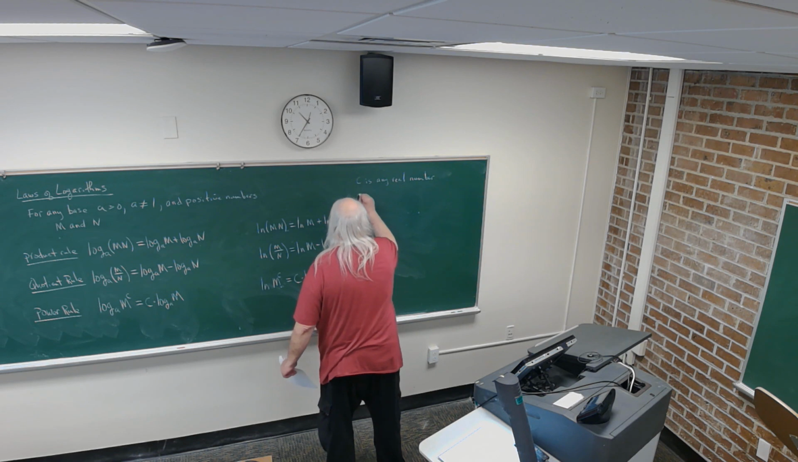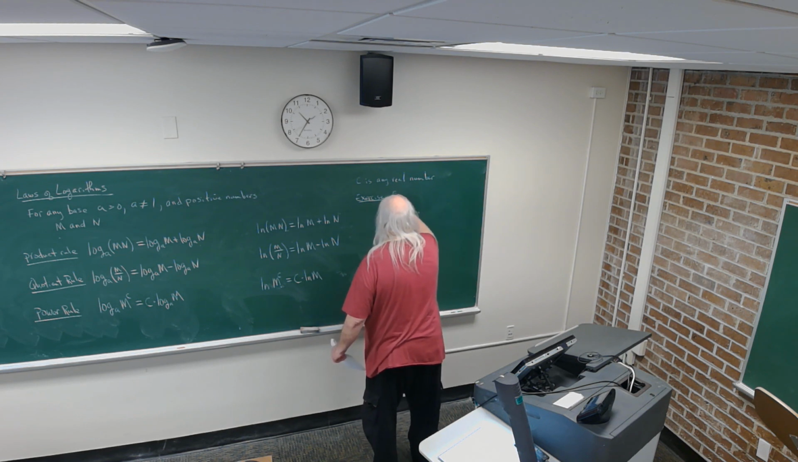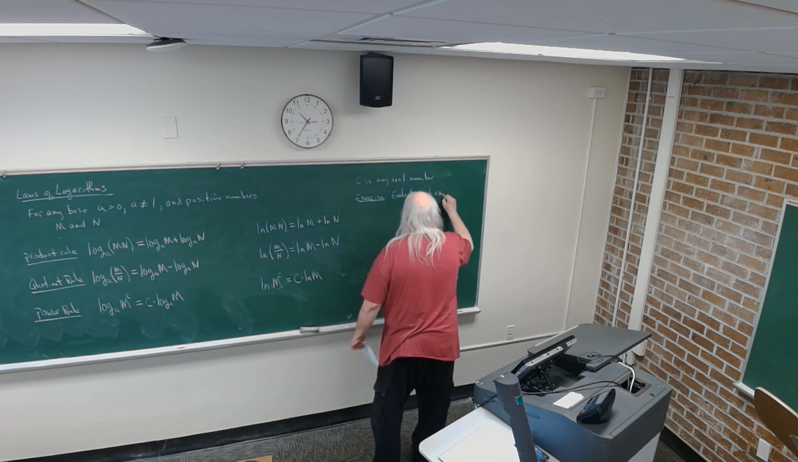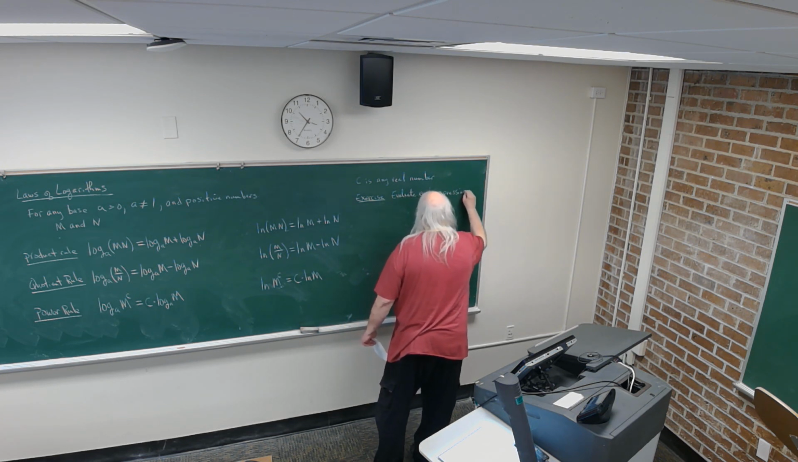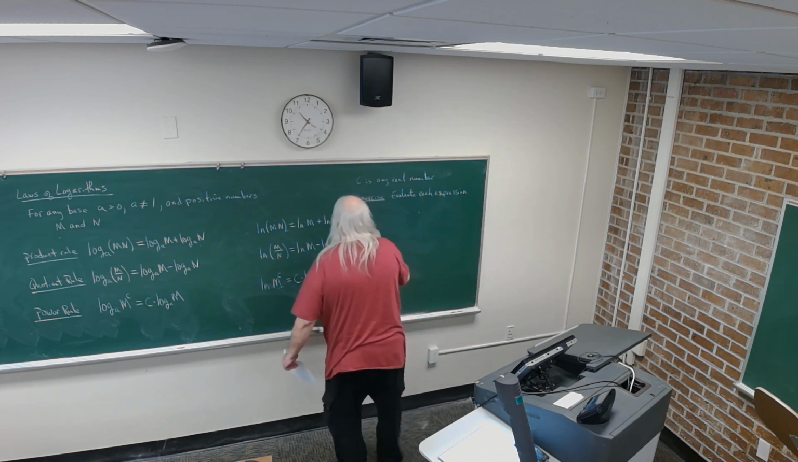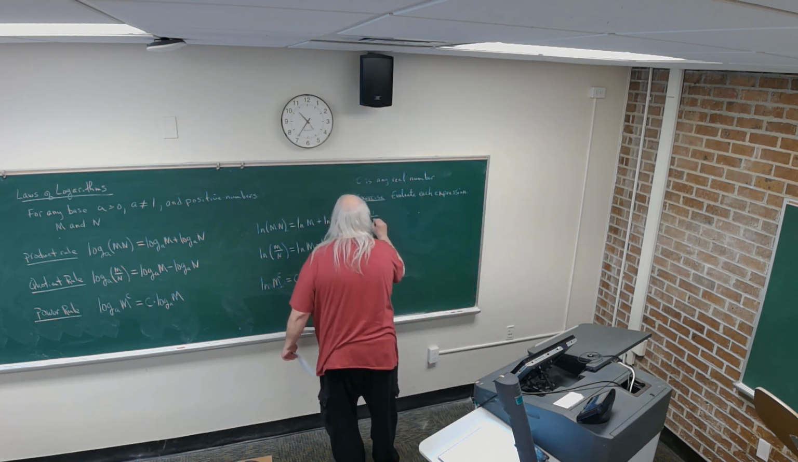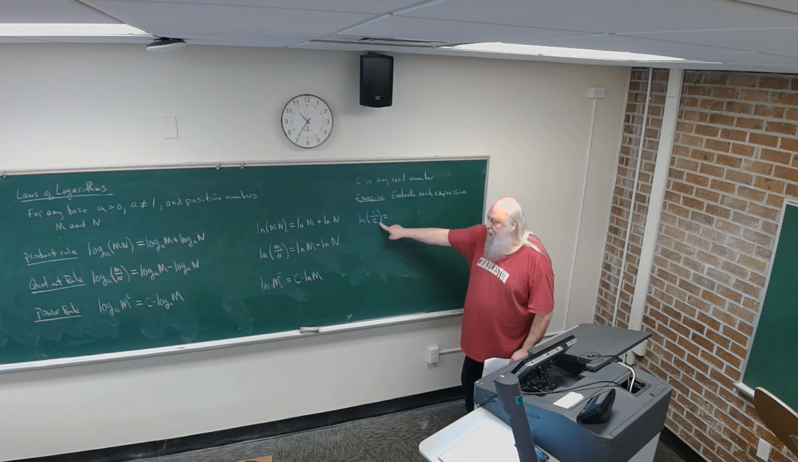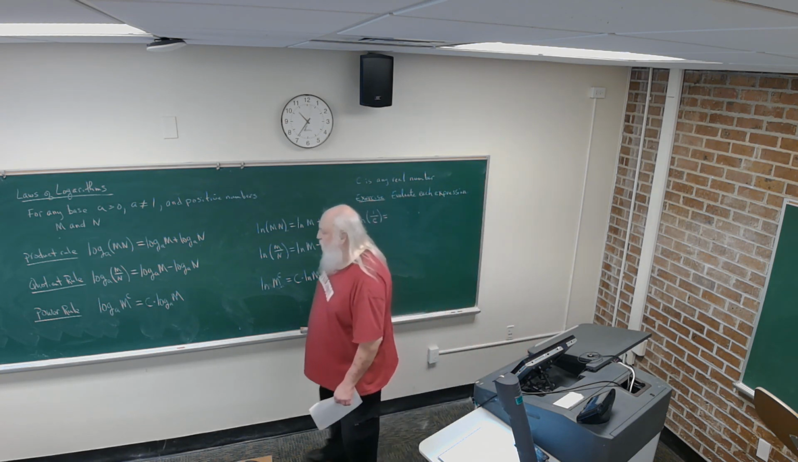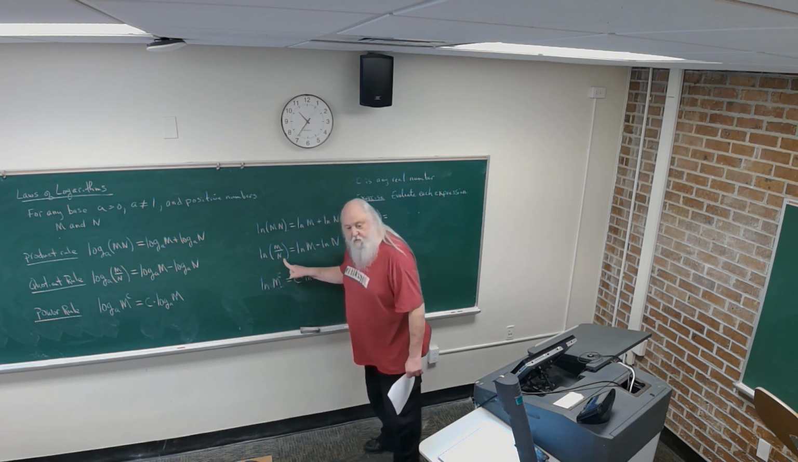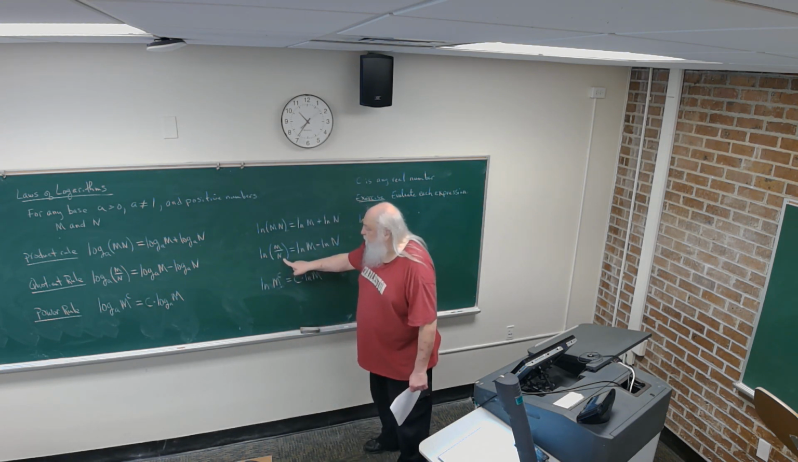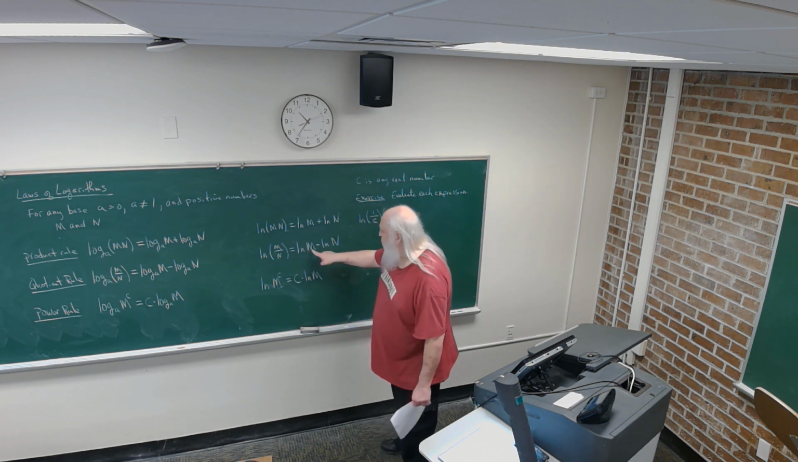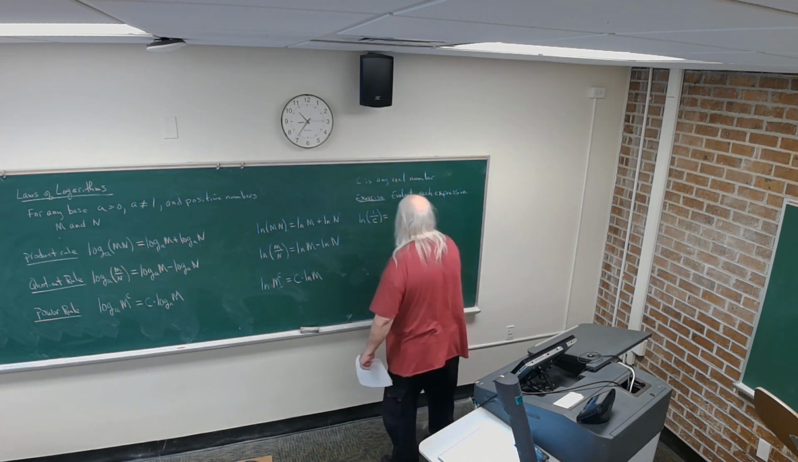So let's demonstrate these properties. The first one is the natural log of 1 over e. Well, this is a fraction, right? And the quotient rule applies to fractions, right? So by the quotient rule, this is equal to the natural log of the numerator minus the natural log of the denominator.